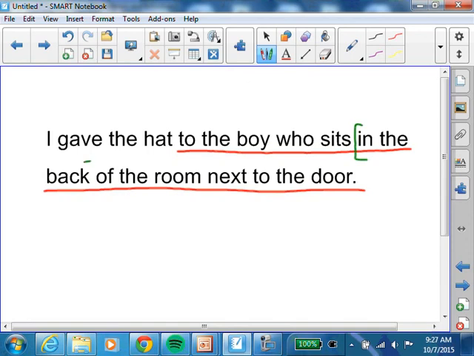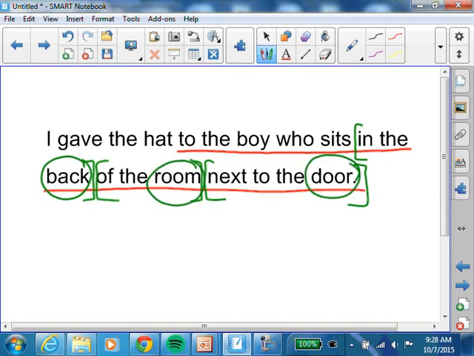Well, in the back of the room, and then next to the door. And then you have three different objects going on here. We have back, we have room, we have door. And you could regard, in fact, this one, in the back of the room next to the door, or just in the back of the room, from in to room, you could regard in the back of as a compound preposition.